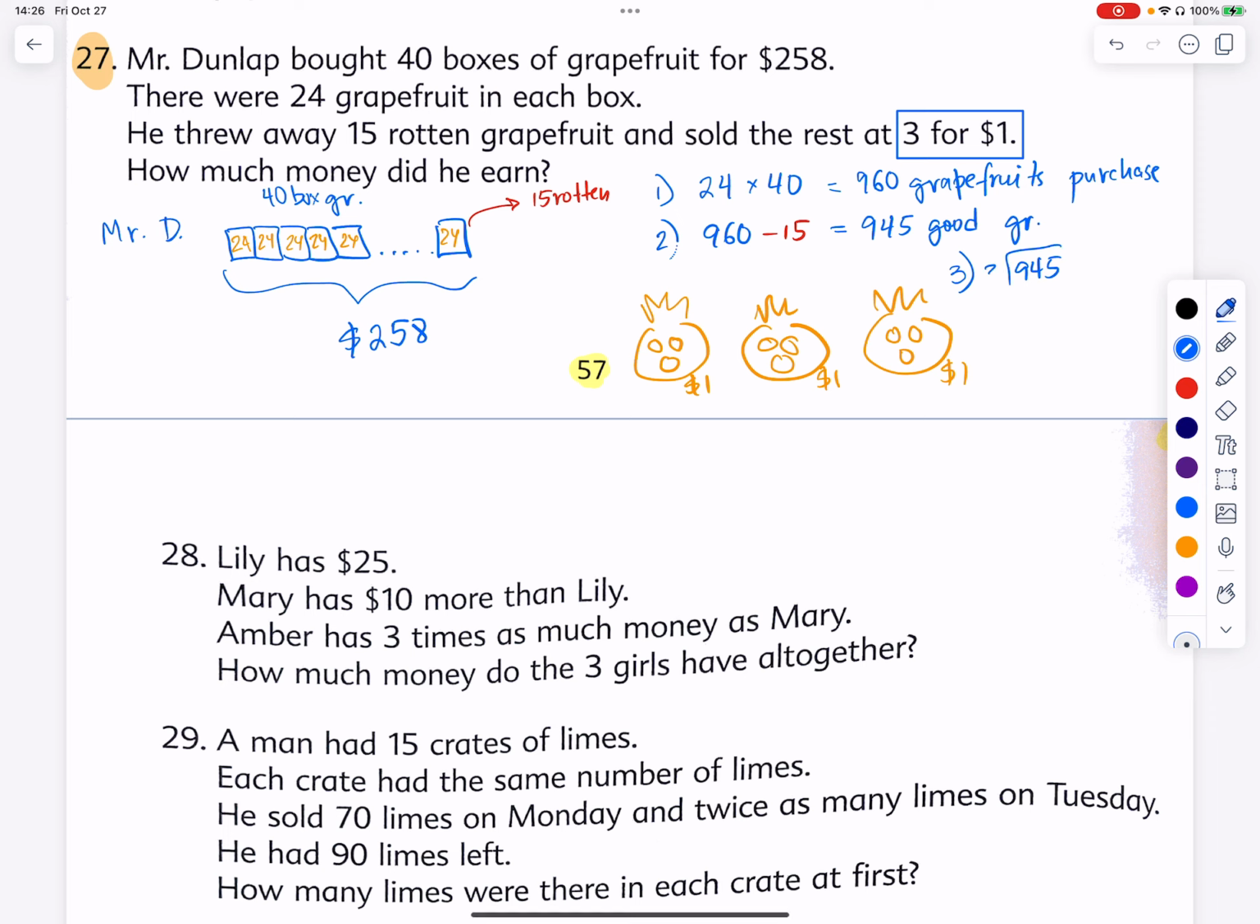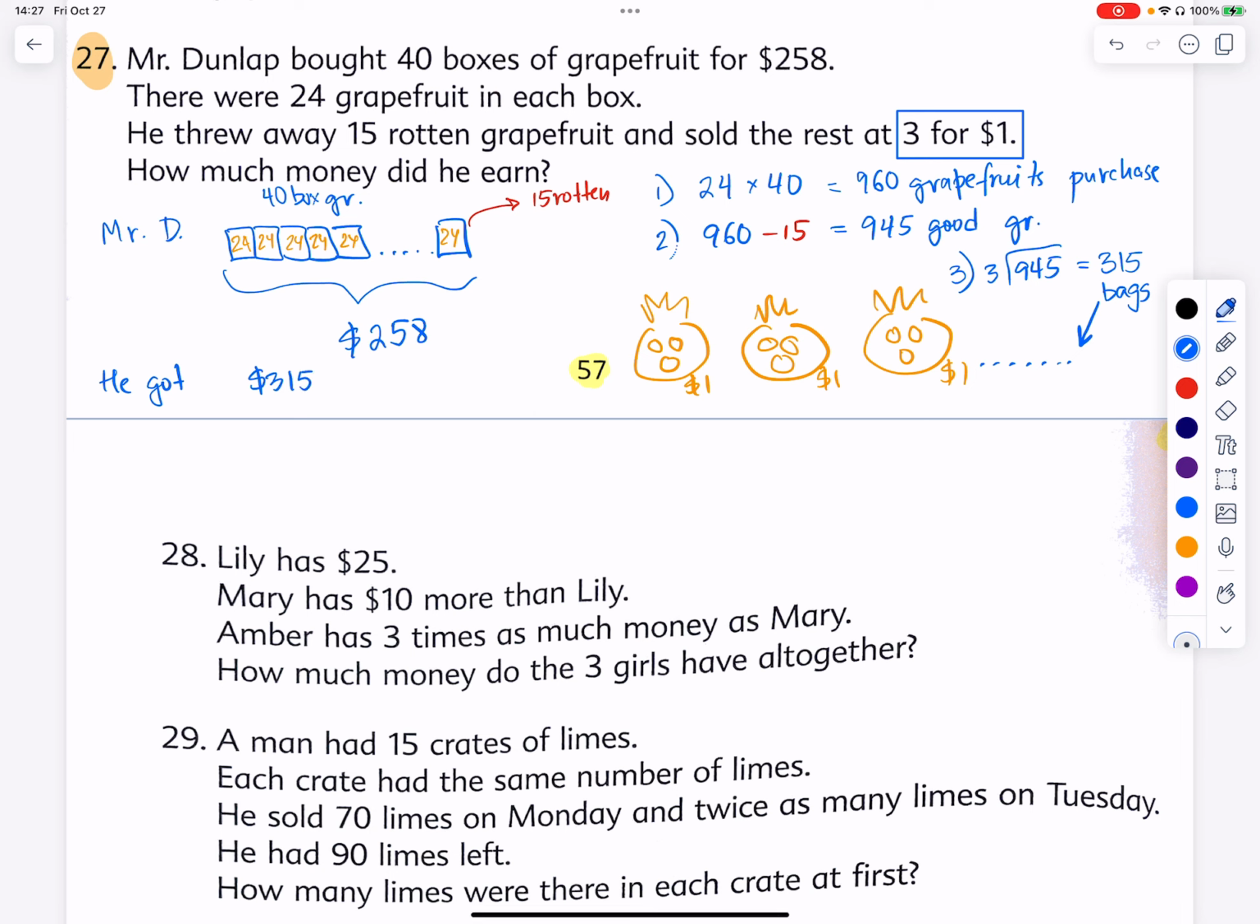945 divided into groups of 3. He created 315 bags. 315 of these bags, okay? What happened to those bags? He sold them for $1 each, which means he got $315 from all his sales.